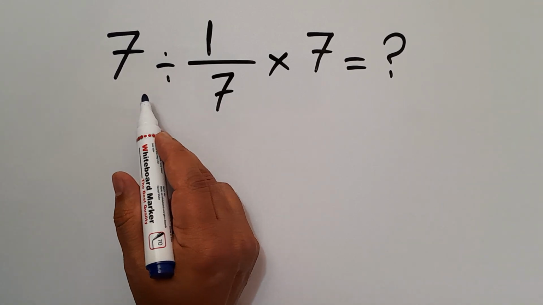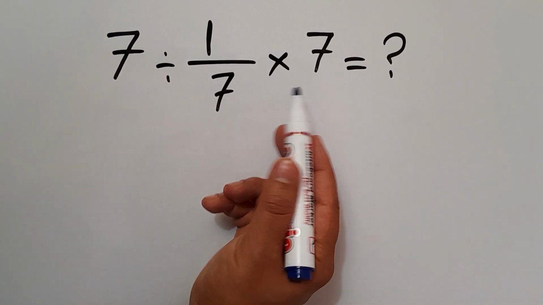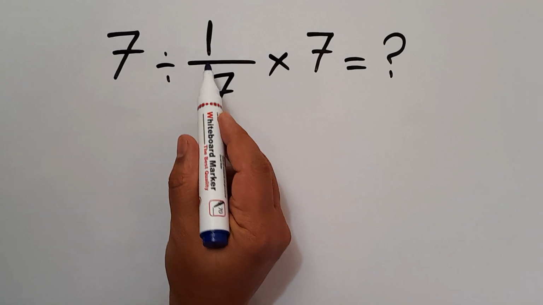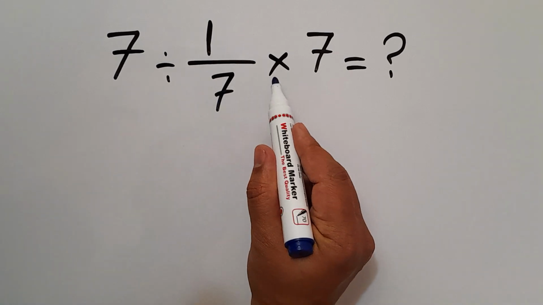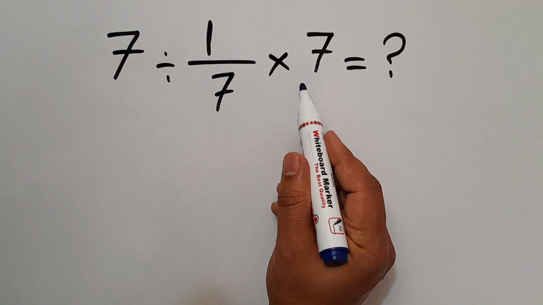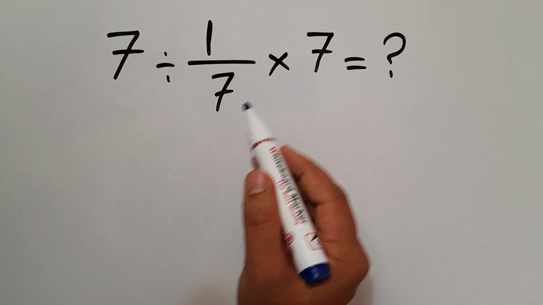In this video, we want to find the value of this expression: 7 divided by 1 over 7, then times 7. Are you ready to solve? Let's go ahead and get started.